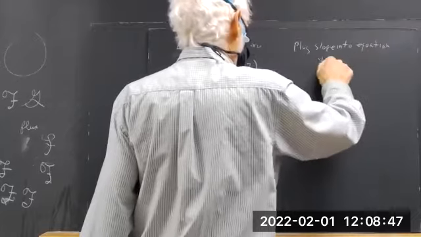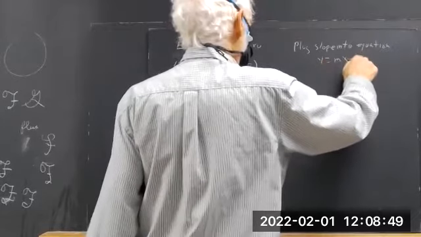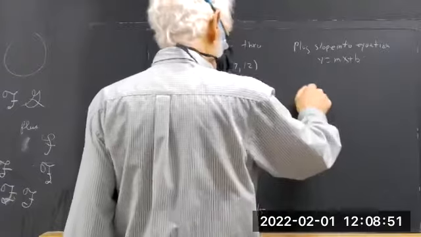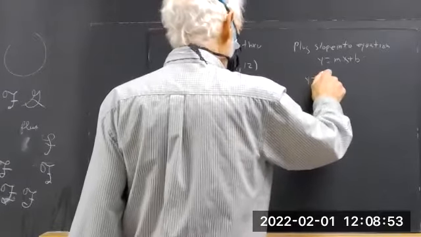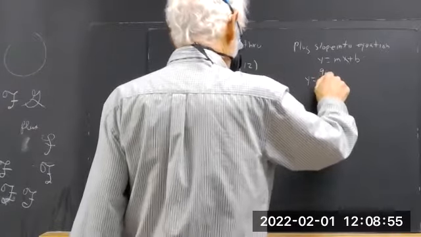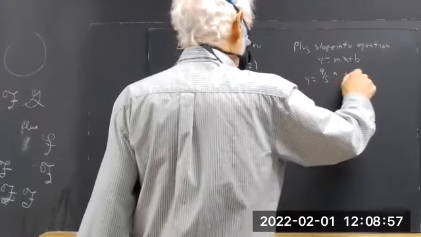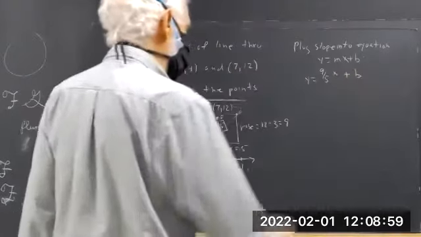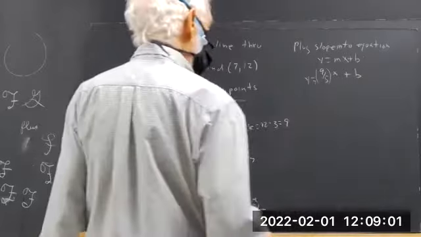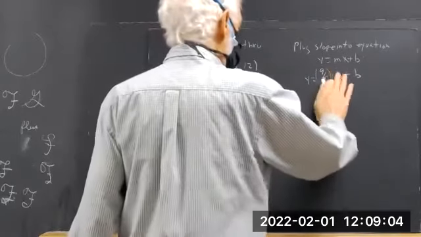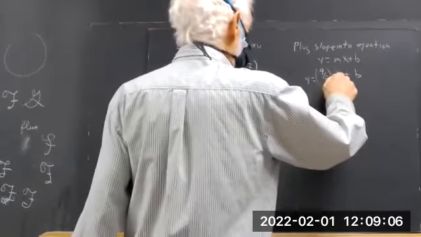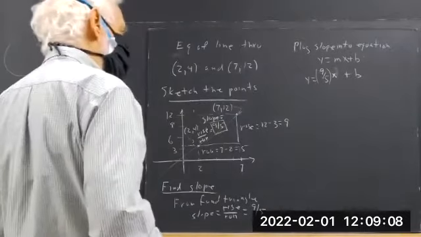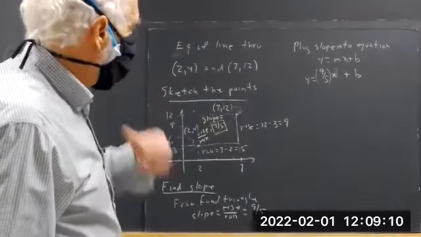Plug the slope into the equation y equals mx plus b. You get y equals 9/5 x plus b. Looks like that's okay. We'll do it. Okay.